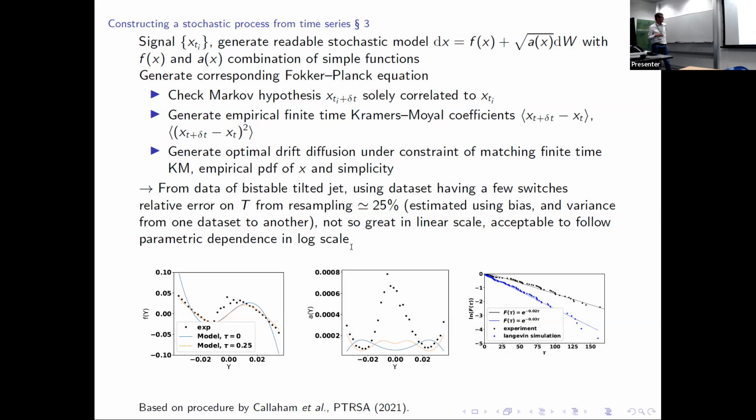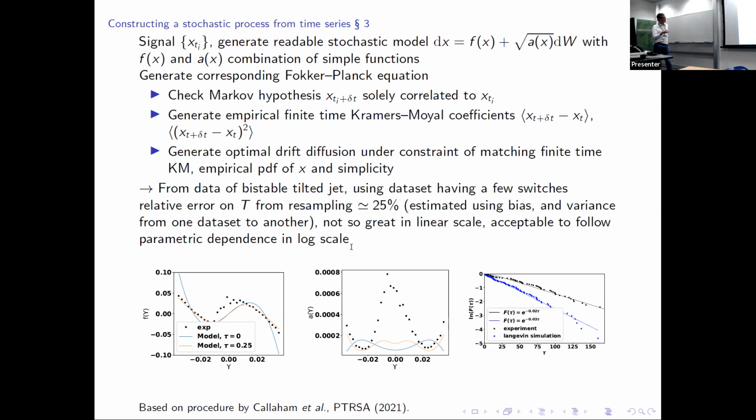So for instance, from this 1D case for the tilted jet, you have, let's say, the finite time Kramers-Moyal coefficients here in black dots. And then you generate the coefficients in blue of this stochastic process. And actually, you end up with a rather simple formula. And you use it to resample the switches.